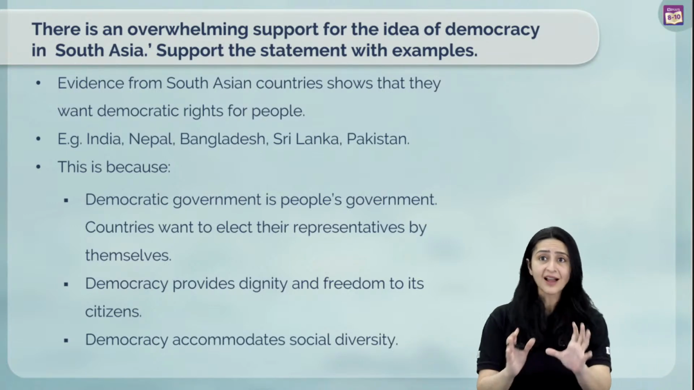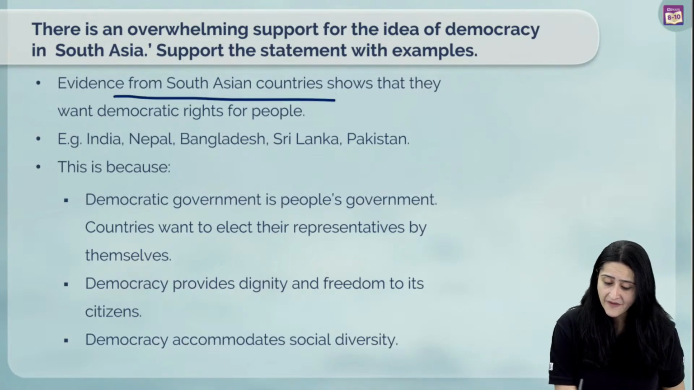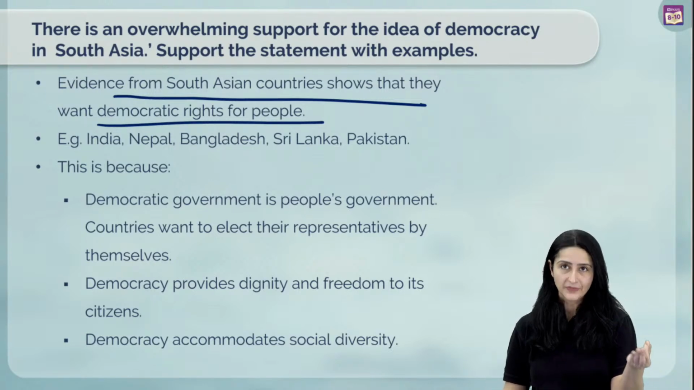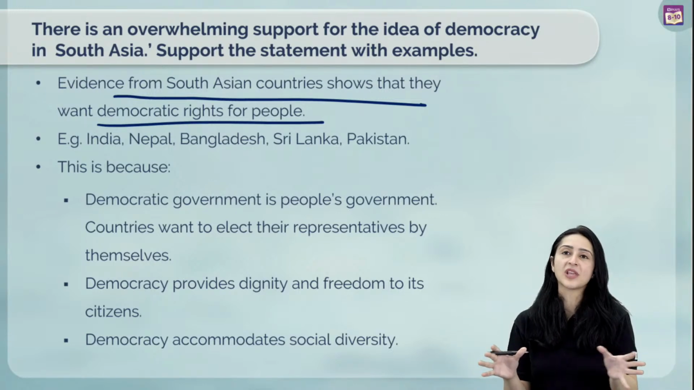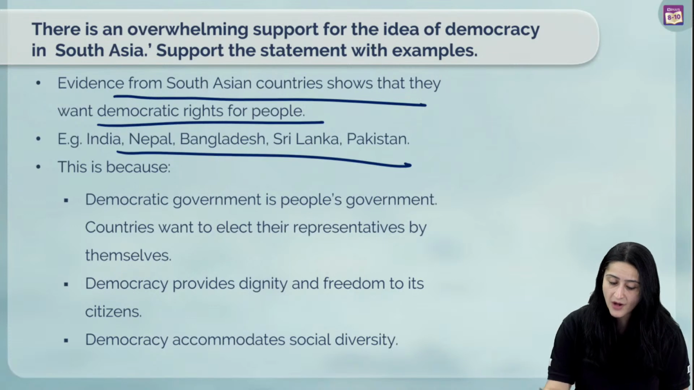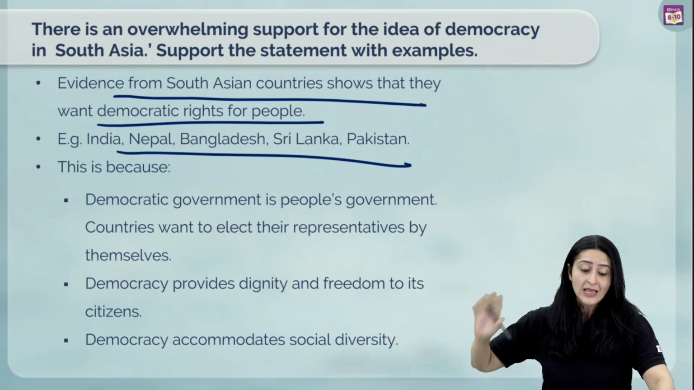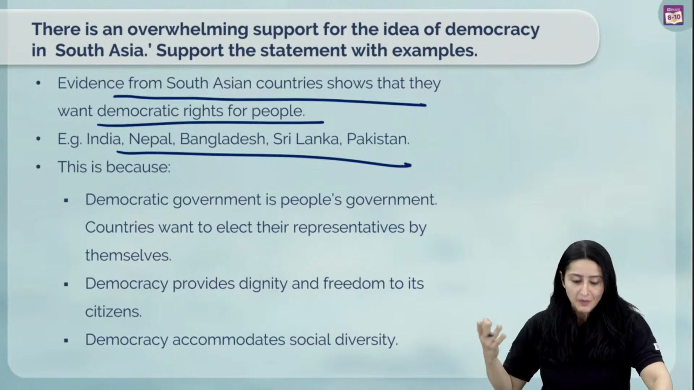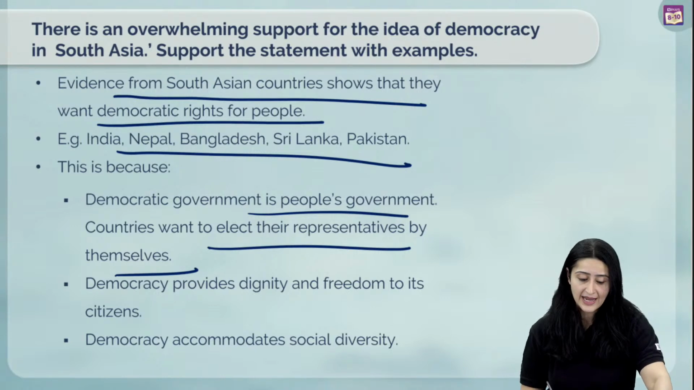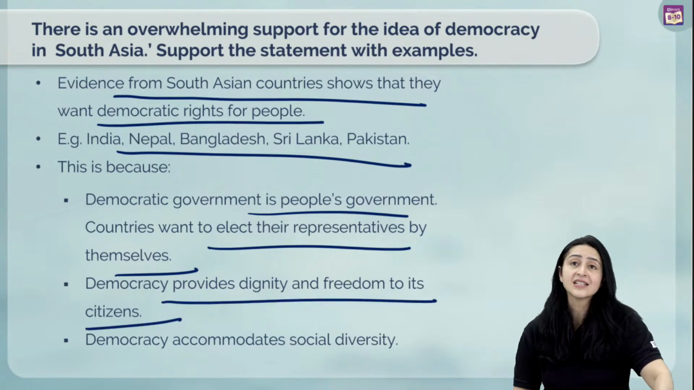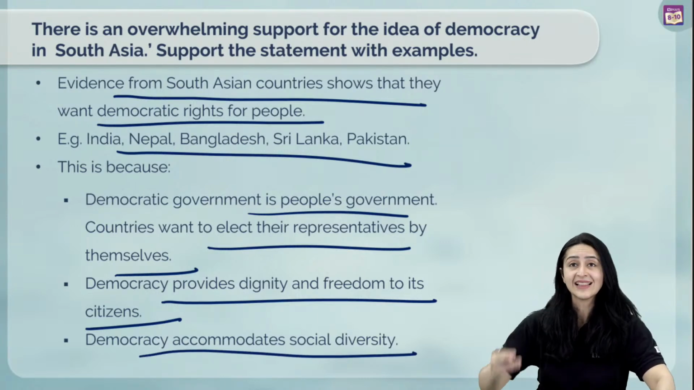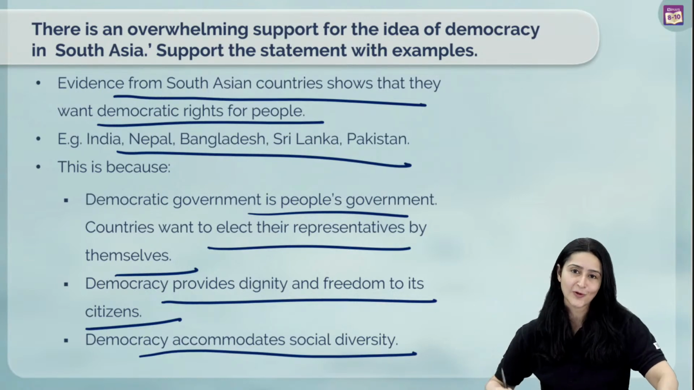The only different thing really that you have to say over here is that there is evidence from South Asian countries showing that they want democratic rights for people. This is why people in the South Asian countries want democracies, because they want democratic rights. What are the countries that want this? India, Nepal, Bangladesh, Sri Lanka. And why do they want democratic rights for the people? Because democratic government is the people's government. They want to elect their own representatives. Democracy gives dignity and freedom to its people or its citizens, and democracy accommodates social diversity, and this is why they want democratic rights for their people.